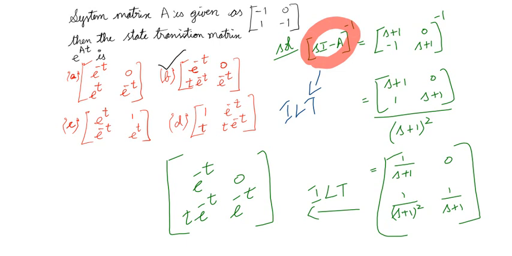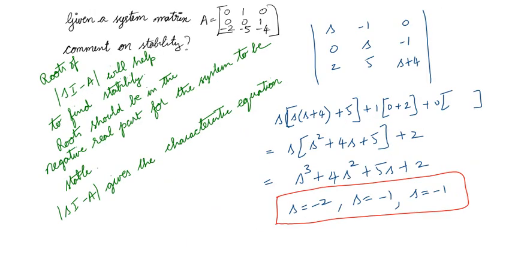Okay, right. Now we move to the next problem. The system matrix is given. They are asking whether the system is stable or not, right?